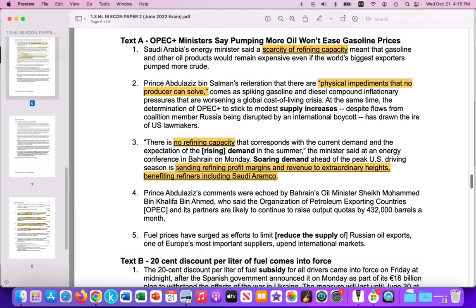I want to use the monopoly model, or the collusive oligopoly model, to focus on this particular point. It says here, soaring demand ahead of the peak U.S. driving season is sending refining profit margins and revenue, total revenue and profits, to extraordinary heights, benefiting refiners including Saudi Aramco. That's why I'm going to use this model to illustrate increased profits and increased revenue.